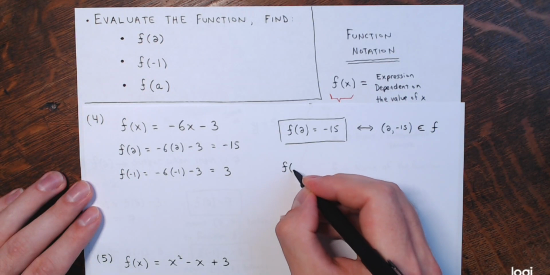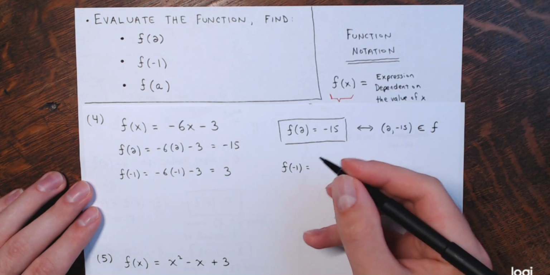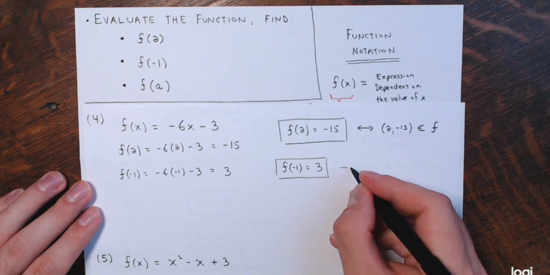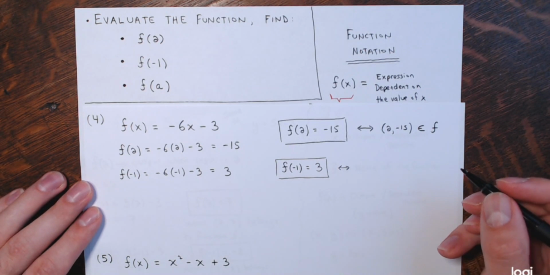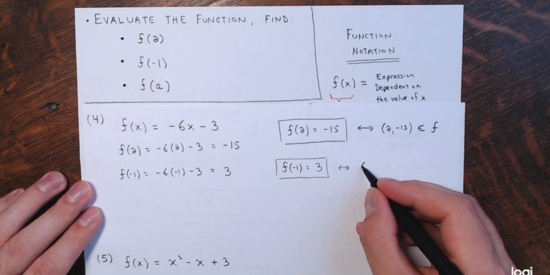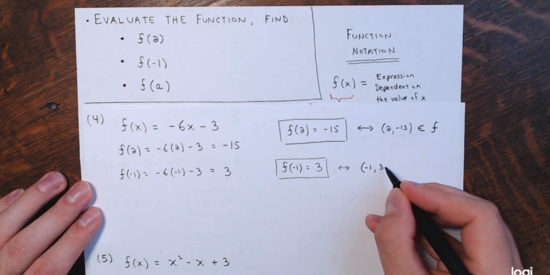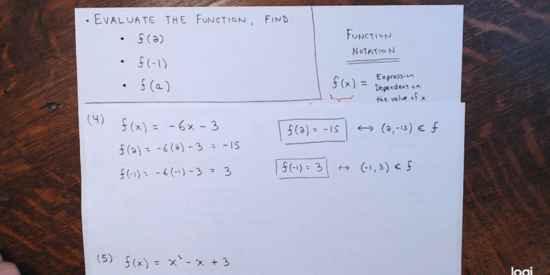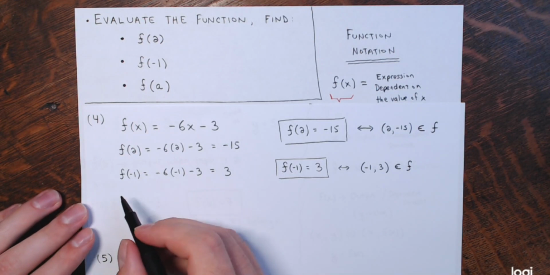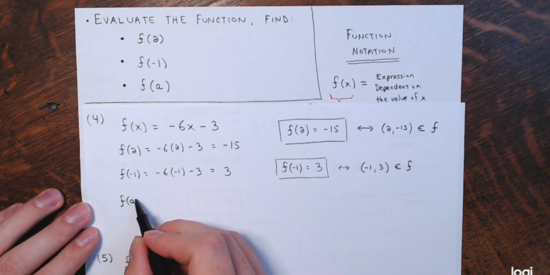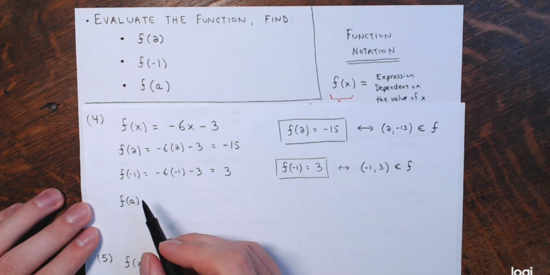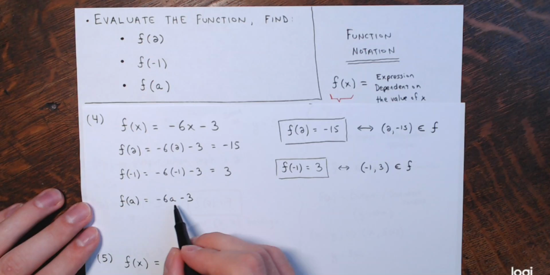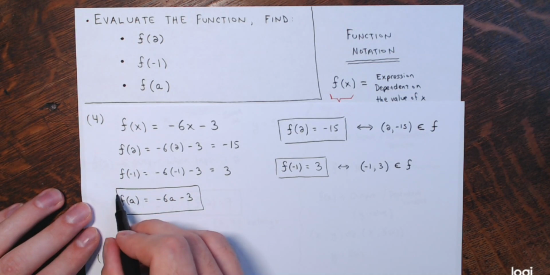So the value of f at negative 1, or f of negative 1, however you want to say that, is positive 3. And once again, something with an equivalent meaning to this statement is that the ordered pair negative 1 comma 3 is an ordered pair in the function f. And then the third of these, f at a, again just replace x with a, is negative 6 times a minus 3, and that's as simple as that expression would get.